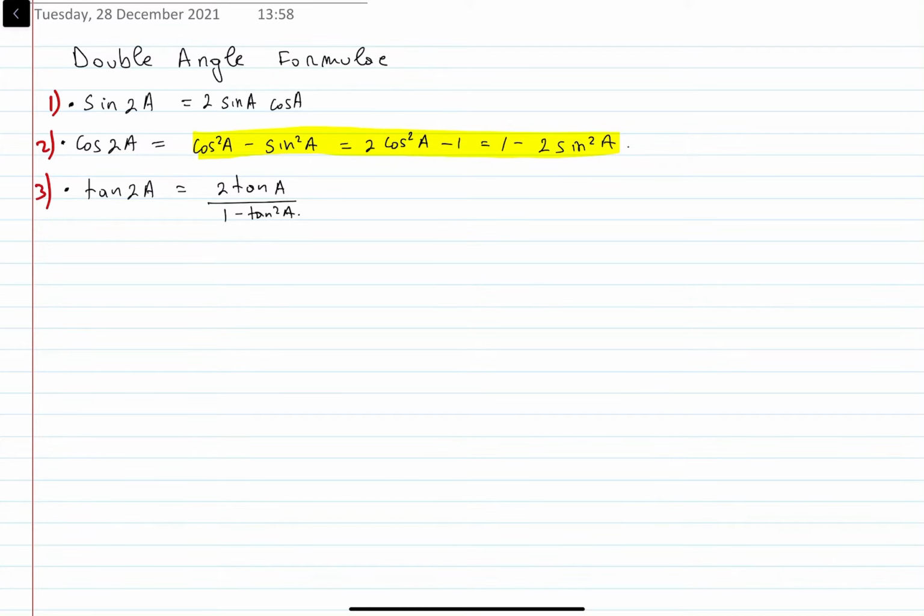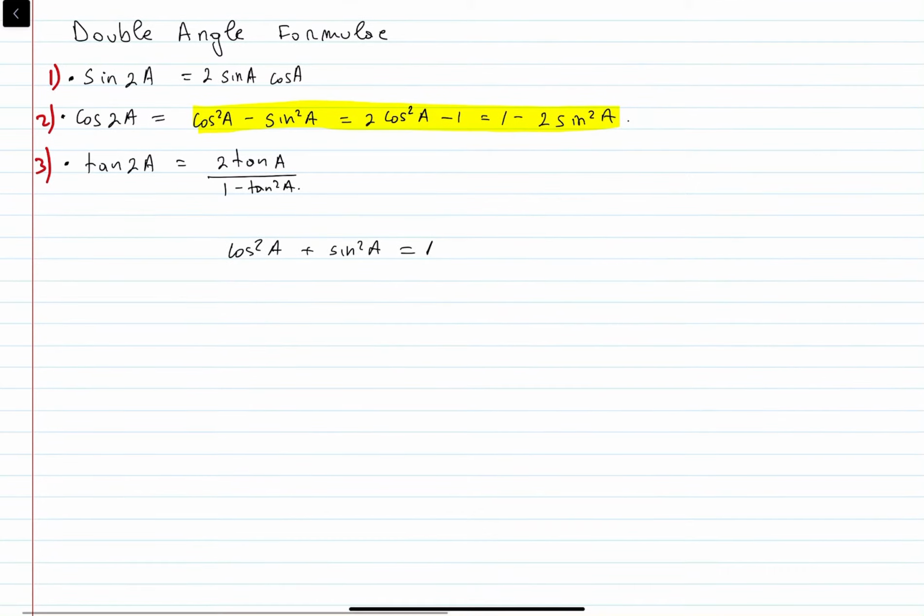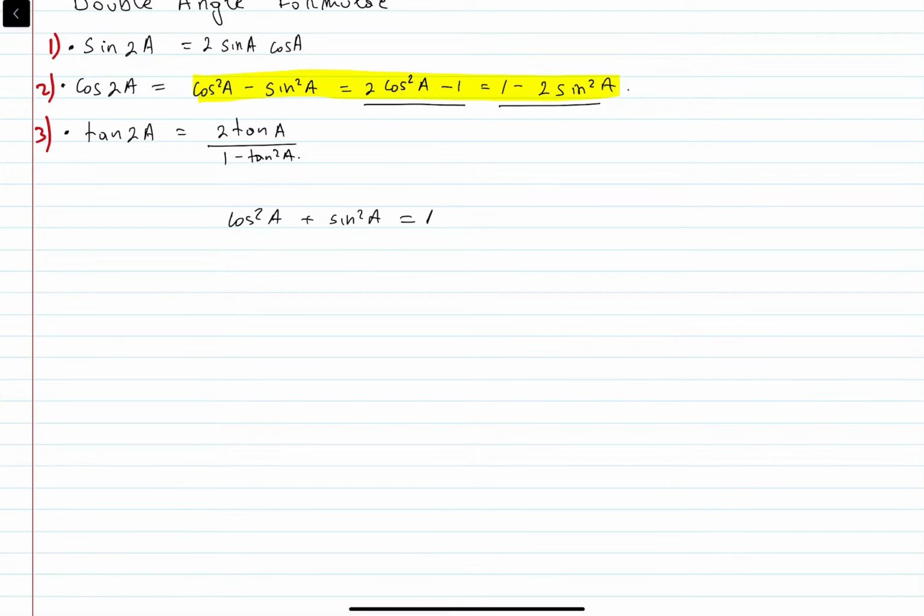So we know that the basic formula is cos squared A plus sine squared A is equal to 1. And then we want to find how we get this and this. Looking at this formula here, we have cos squared A minus sine squared A. The way we can do this is to get it in terms of sine squared A or cos squared A, and that gives us either this one or the other one. So let's find what cos squared A is.